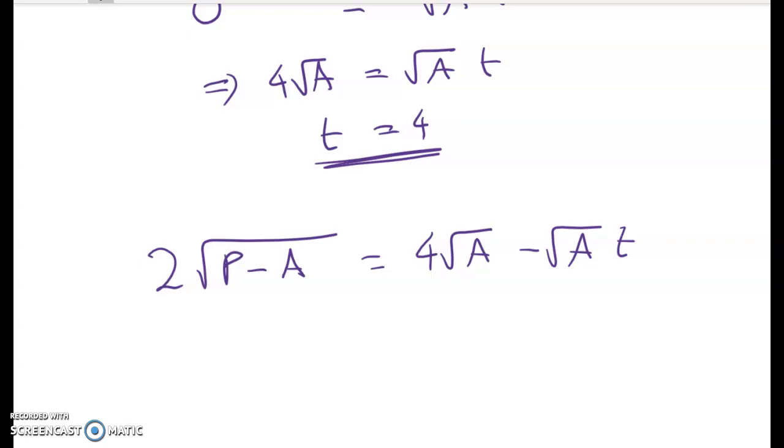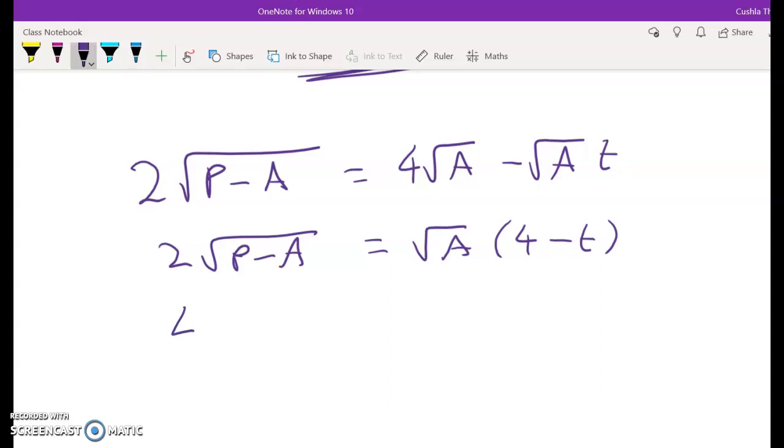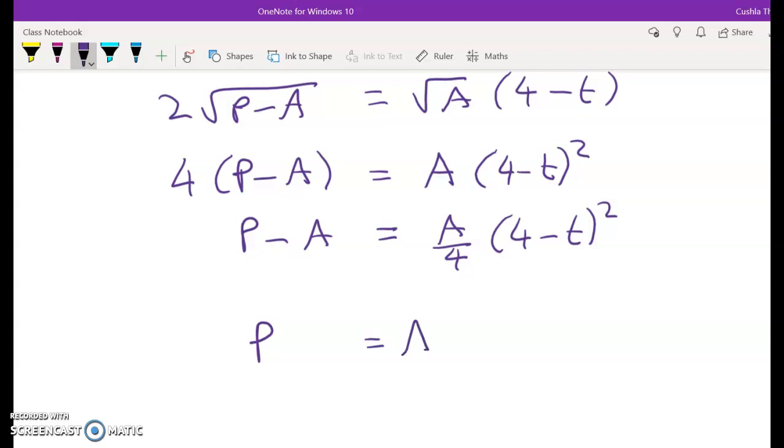I'm going to factorise here. I've got root A times 4 minus T. So let's square both sides. Oops, something weird just happened. Okay, so 4 times P minus A is equal to A times 4 minus T squared. P minus A is equal to A over 4 times 4 minus T squared. So P is equal to A plus A over 4 into 4 minus T squared. So all I'm trying to do here is to make P the subject.